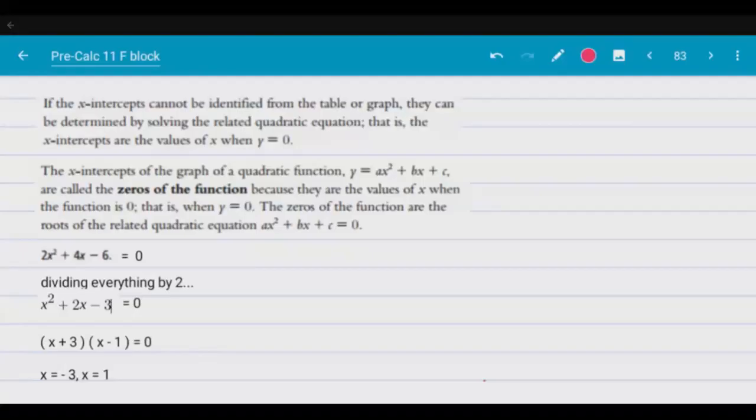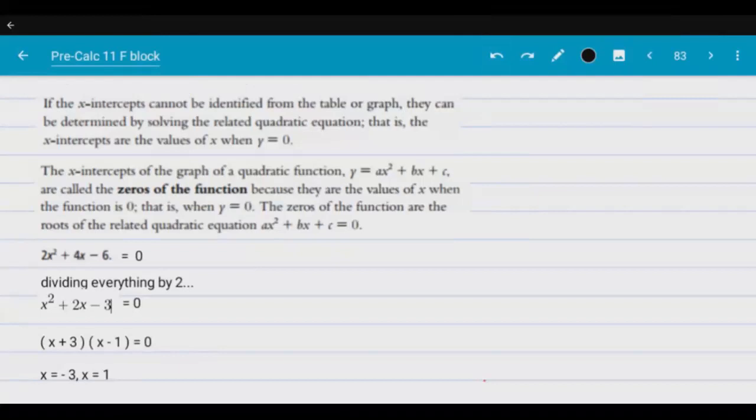All right, guys, I'm back as we're about to begin check your understanding number two, but that's something that I would like to talk about first. Now, if the x-intercepts cannot be identified from the table or graph, they can be determined by solving the related quadratic equation. That is, whatever your quadratic equation is, replace y with 0.